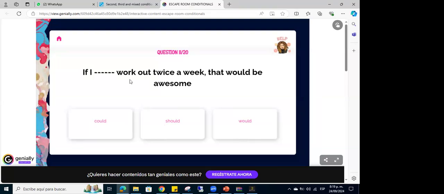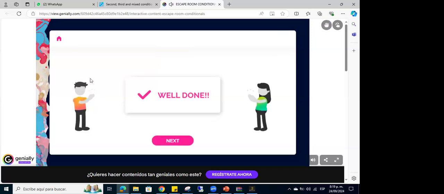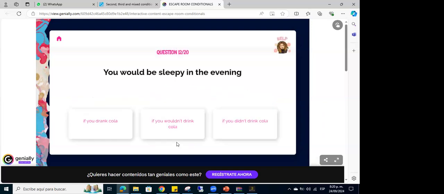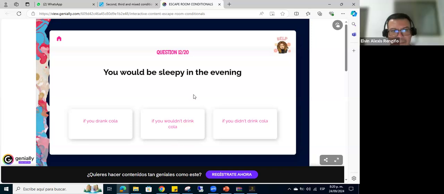If I could work out twice a week. Okay, that is correct. Yes, you can use could or can in the if clause, depending on the condition. Can would be for a future. If you can help me tomorrow, I will appreciate it. Or if you could help me in this moment, I would appreciate it. In the past would have been, if you could have helped me yesterday, I would have appreciated it.